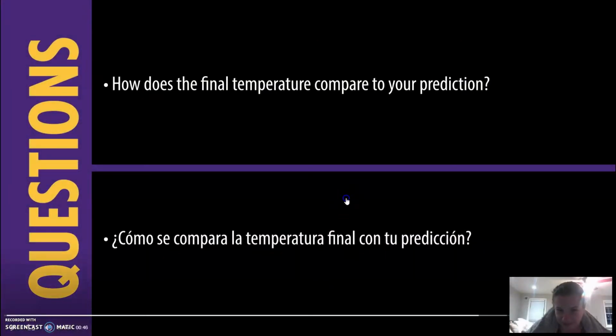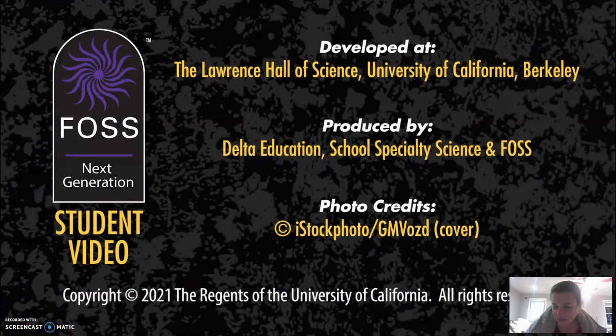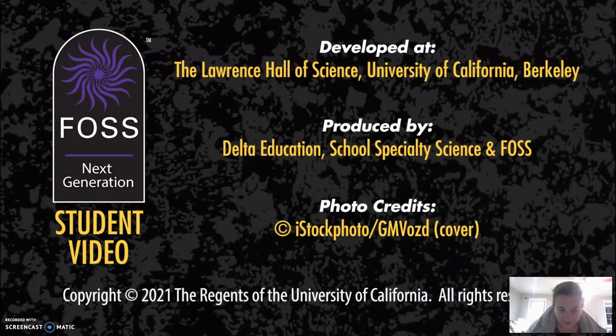So how does the final temperature compare to your prediction? If you didn't predict anywhere near the 29 degrees, think about why you predicted what you predicted. And would you change anything about your prediction? And why would you change something about your prediction?